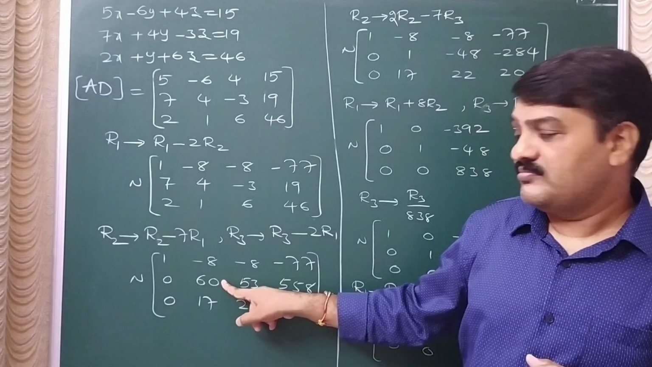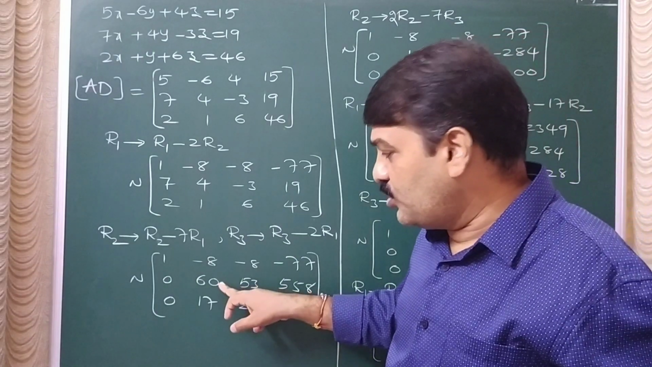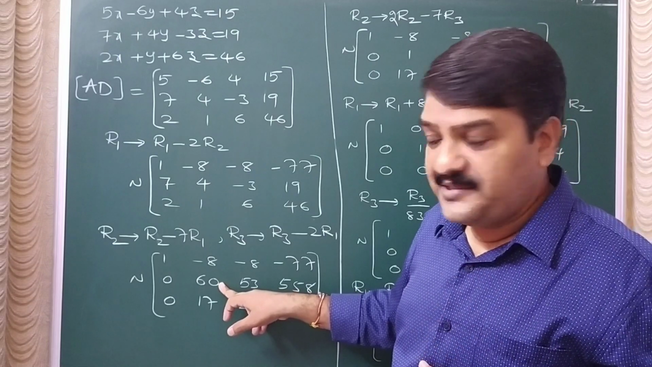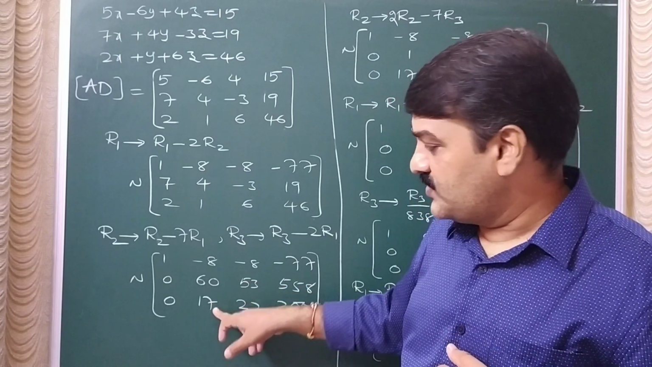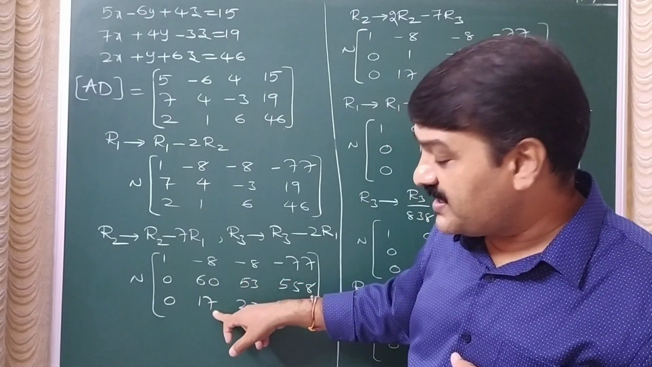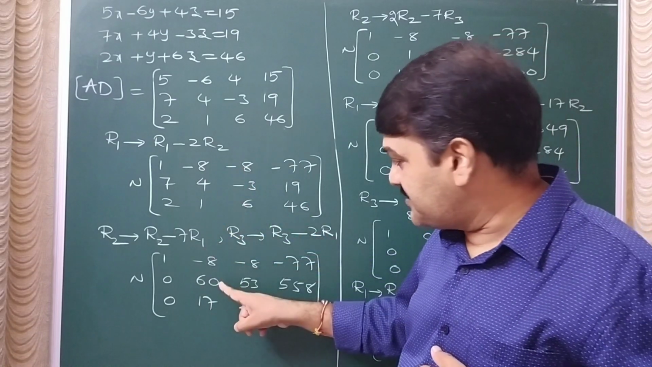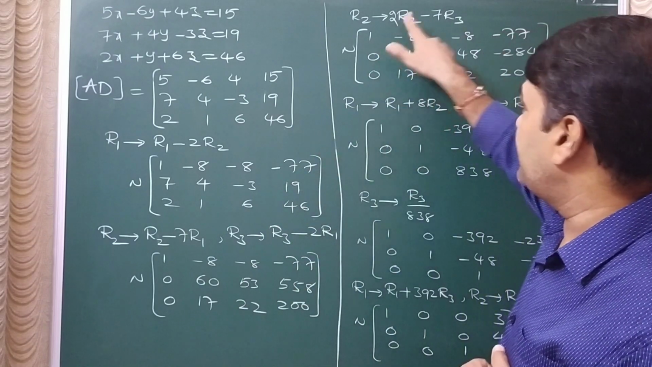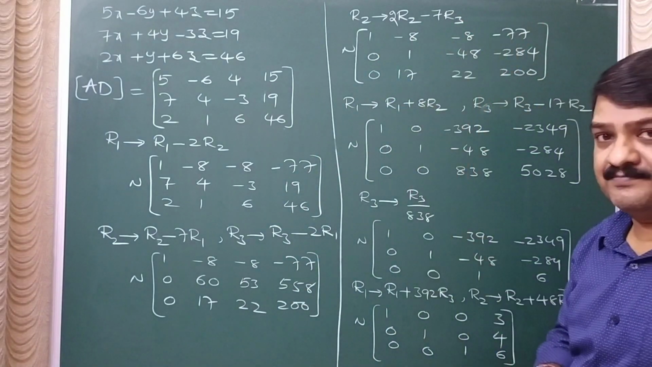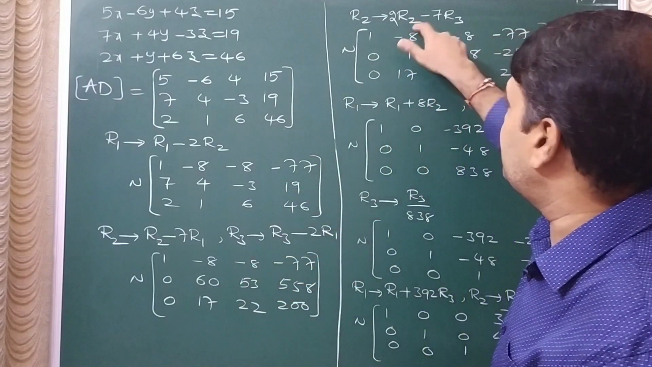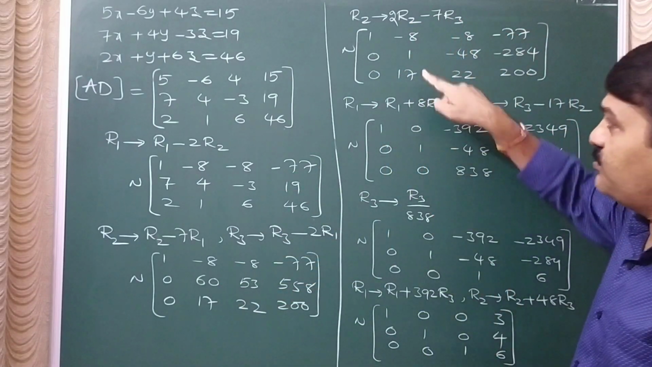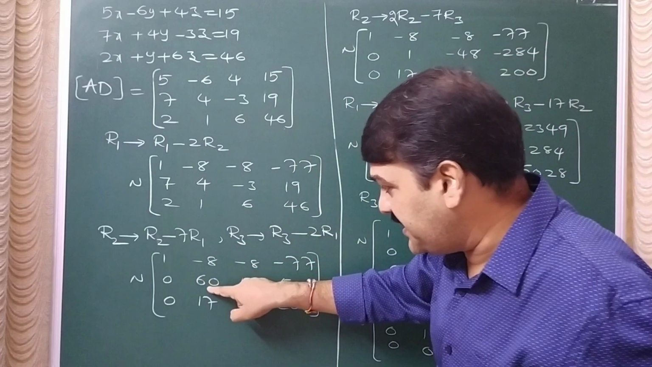How? We can do 2 into R2, which means 120, minus 7 into R3, which means 119. 2R2 minus 7R3 gives 1 in this place. So that is what we are going to do in this step: 2 times R2 minus 7 times R3 to get 1 in the middle place.